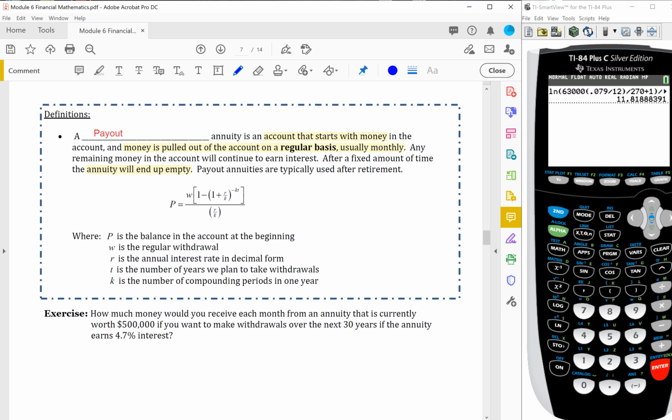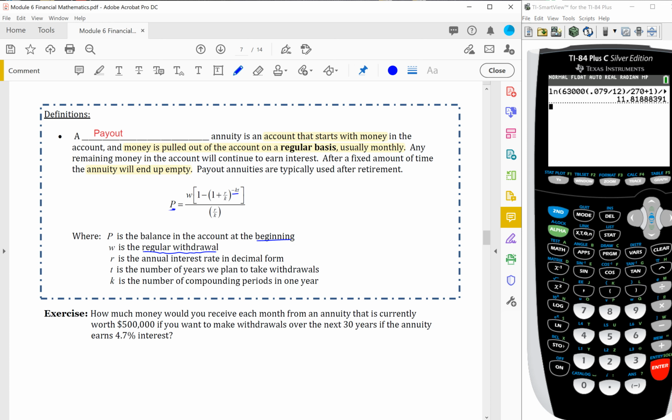Now the formula for a payout annuity gives first P. P is going to be the balance in the account at the beginning of the annuity. It's going to be equal to W, the amount of your regular withdrawal that you make, times the expression, 1 minus 1 plus your interest rate divided by K, the number of times you compound interest per year, raised to the negative KT, all divided by R over K.